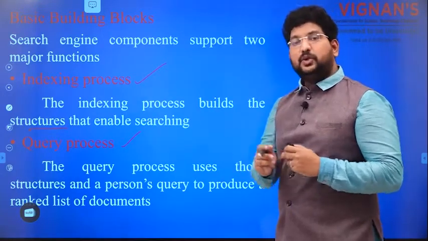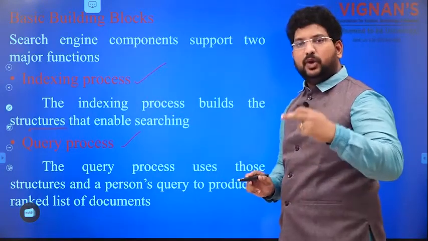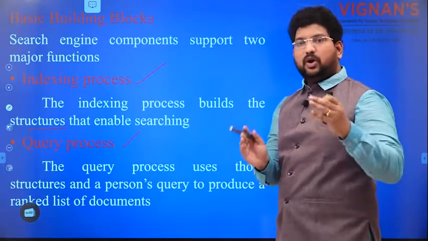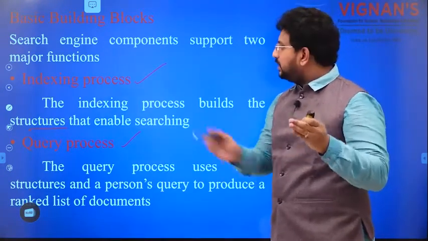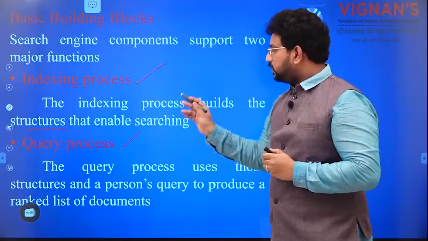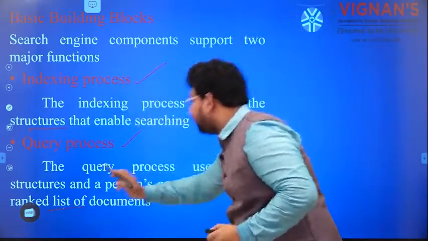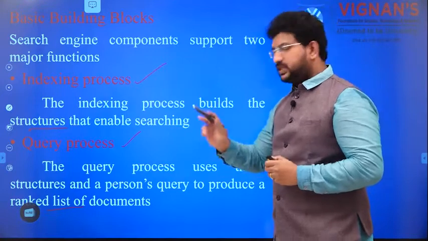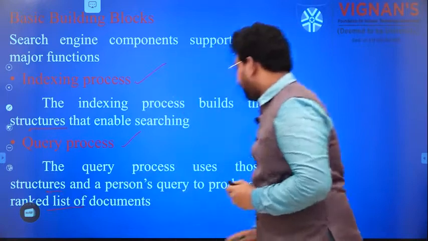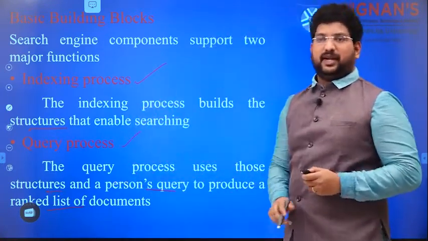The query process is going to take the input from the indexing process and the user's query. So along with the user's query and the data structures given by the indexing process, it is going to generate the ranked list of documents. So the query process takes those structures and the person's query to produce a ranked list of documents.